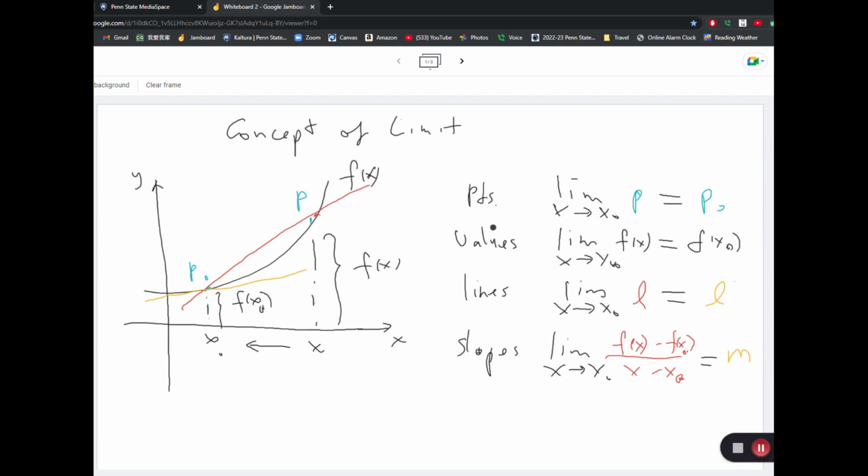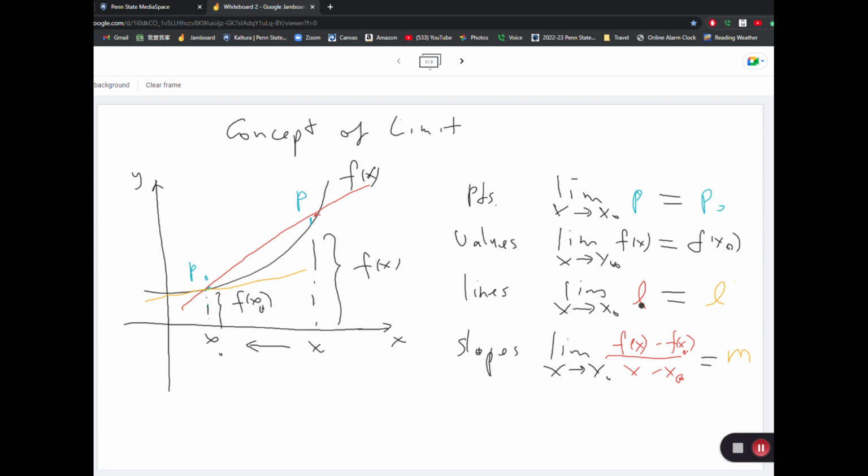So with this one graph, we can see various kinds of limits. So hopefully you get some understanding of what the limit is. Limit basically is a trend of some things. Could be the trend of moving points, the trend of a bunch of values, the trend of lines, or whatever. Slope is basically some kind of a value too.